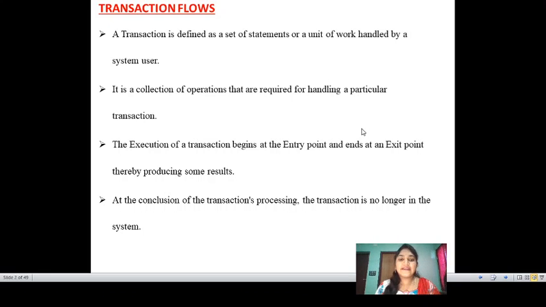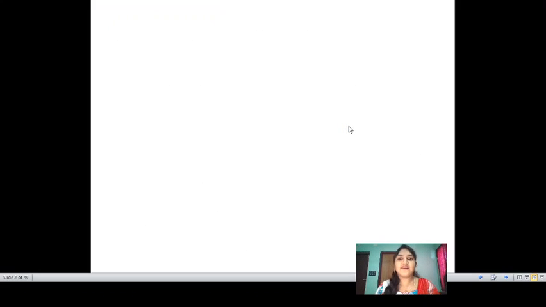In conclusion, after completion of the transaction, there is no longer a transaction in the system. That is one of the advantages of transaction flows. All the results are finally stored in the form of records. Every transaction should maintain a record, so that if the user wants to access the data, the user can access it from the records. So this is about transaction flows.